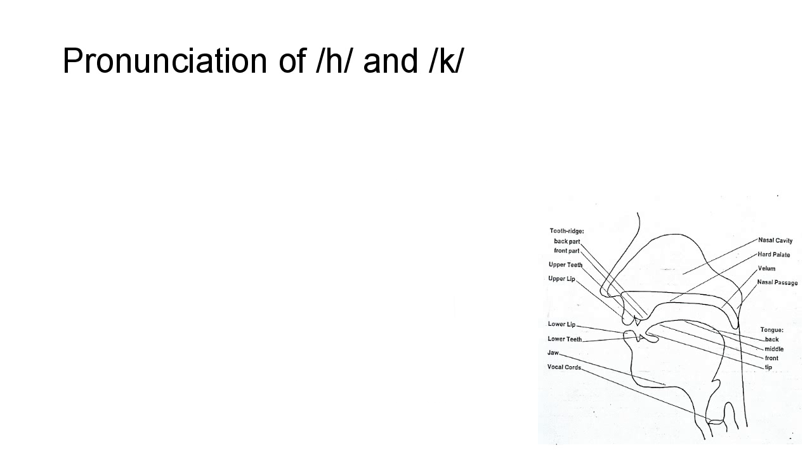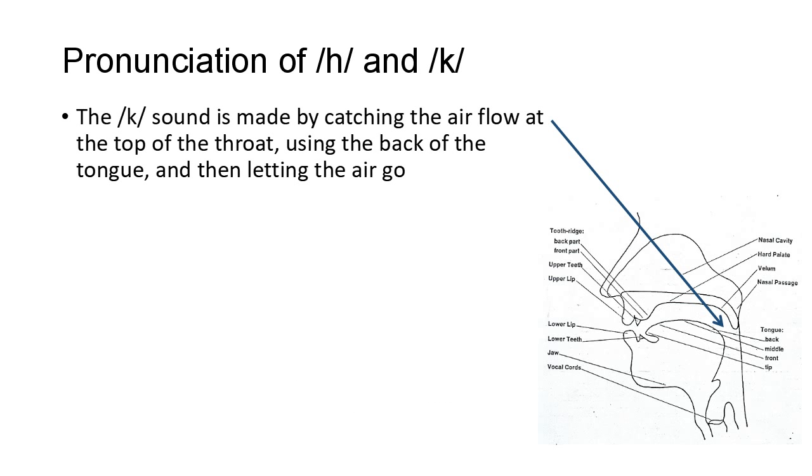First, let's talk about the details of the pronunciation of these two sounds, h and k. The k sound is made by catching the airflow at the top of your throat, using the back of your tongue and then letting the air go. K. K. It's a little bit like the b sound, b, which also catches the air for a moment, but with the lips instead of the back of the tongue.